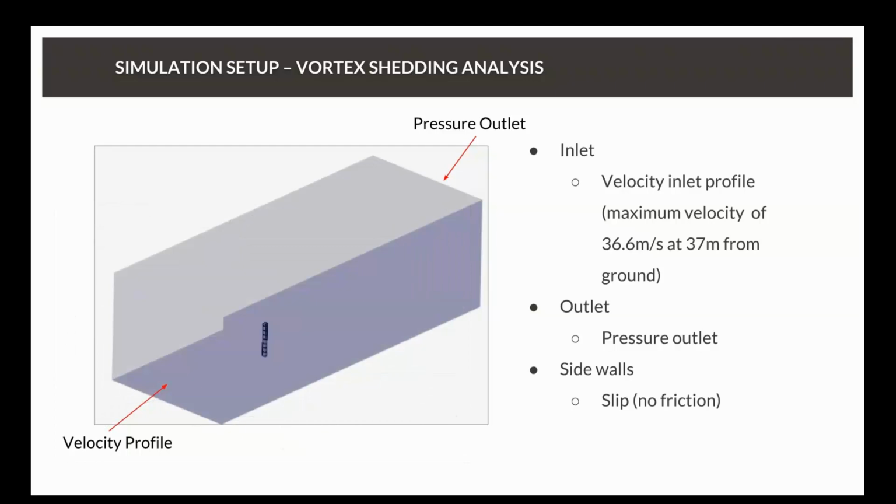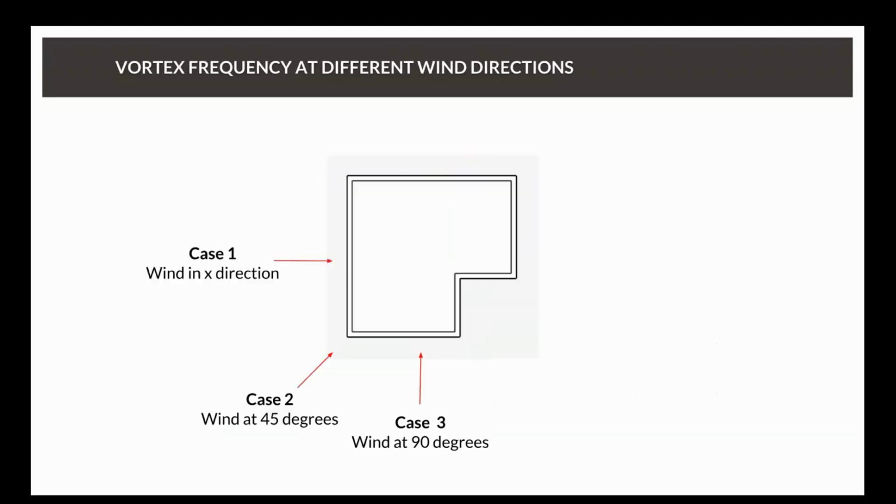And then your walls you can decide. Often we might have slip, which basically means that there's no friction. But if you're running inside a wind tunnel and you want to match the wind tunnel, you might actually want to leave friction on the walls because they do play a part. And then you would start to correlate with the wind tunnel results as well.